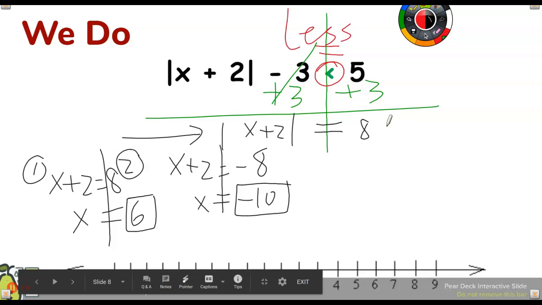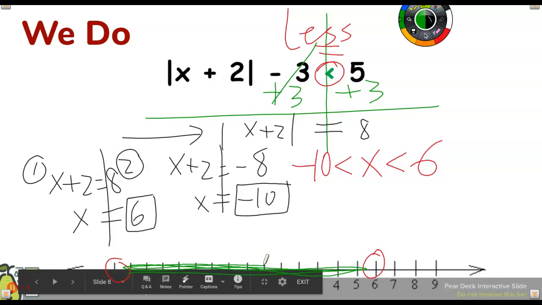So for less than, your answer always looks like this. X in the middle, greater than or smaller than. Okay? So the x is bigger than the small solution and smaller than the big solution. And on the number line, you're going to circle -10 and +6. And this time, you see x is between these two numbers. So it means you're going to draw a line segment between these two solutions. And that is your answer on the number line.